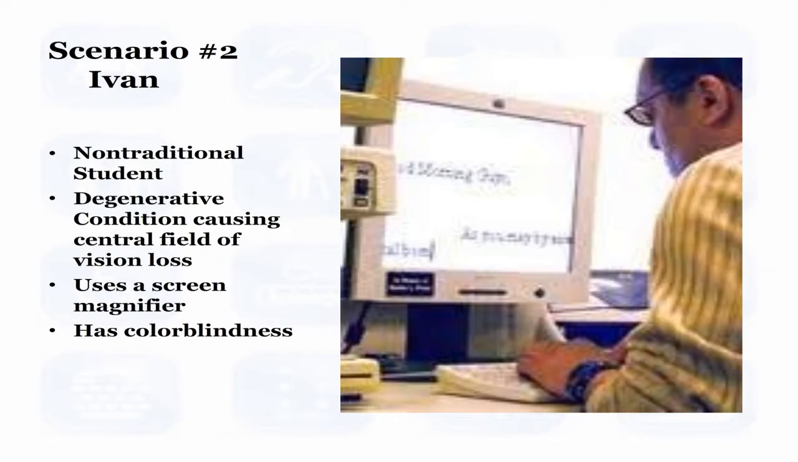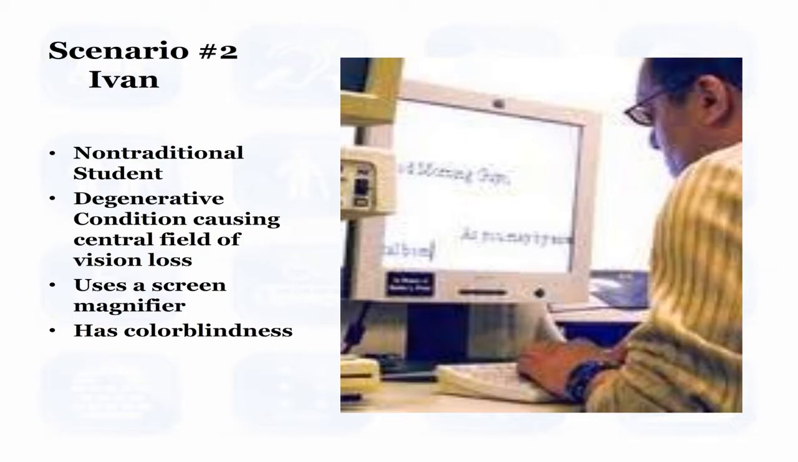Our second scenario is Ivan, a non-traditional student who has low vision. He has a degenerative eye condition that has led to central field of vision loss. He uses a screen magnifier to help with his vision. He finds it easier to use documents with a clear markup structure, as he can scan through the document and locate information on the magnifier screen.